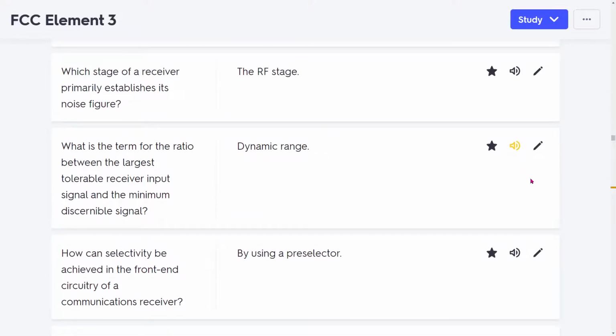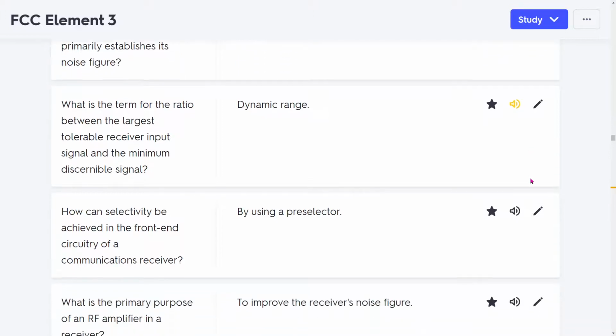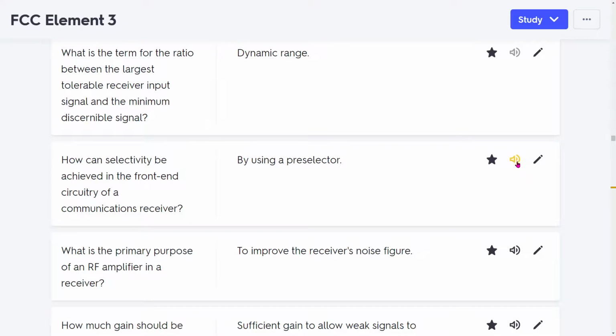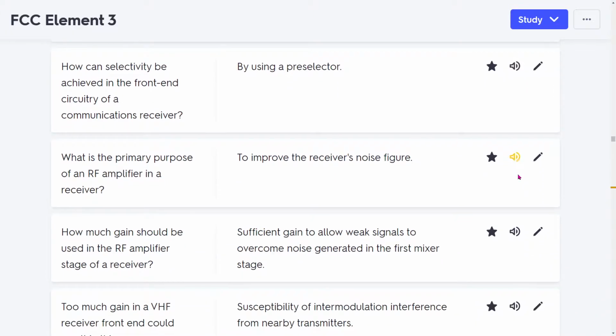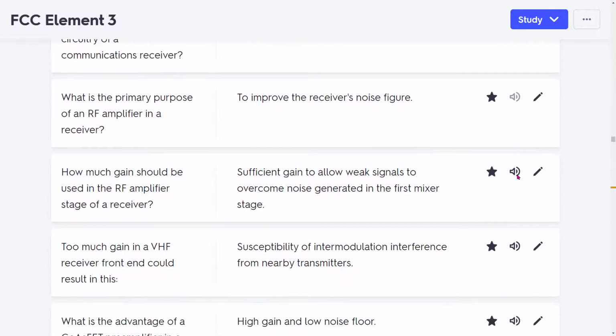What is the term for the ratio between the largest tolerable receiver input signal and the minimum discernible signal? Dynamic range. How can selectivity be achieved in the front-end circuitry of a communications receiver? By using a preselector. What is the primary purpose of an RF amplifier in a receiver? To improve the receiver's noise figure.